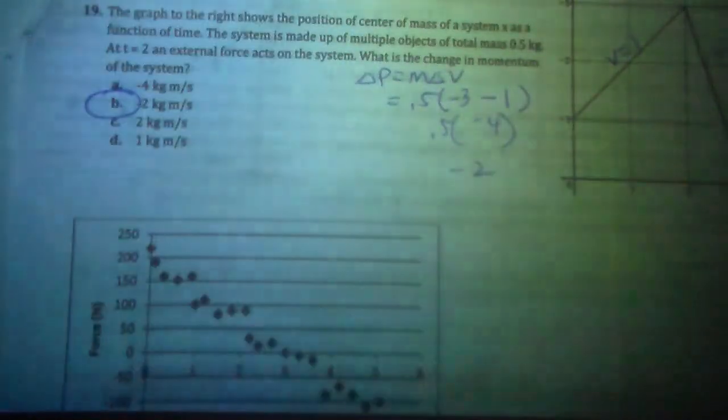Here, again, this is a position time graph, change in momentum. We're going to use the m delta v. Mass is 0.5. I need to do v final minus v initial. V initial is going up 1 over 2, so velocity of 1. In the second part, we're going down 3 in 1 second, so that's a velocity of -3. So then final minus initial is -3 minus 1. That's -4 times a mass of 0.5, which is a change of -2, so B.